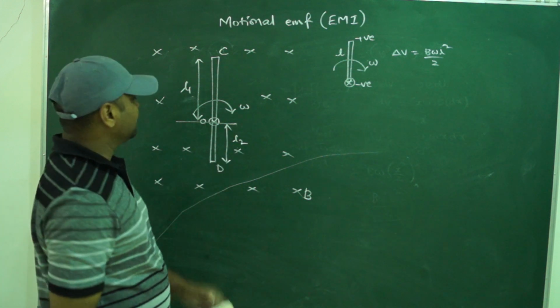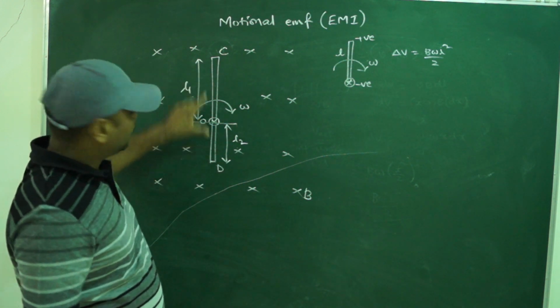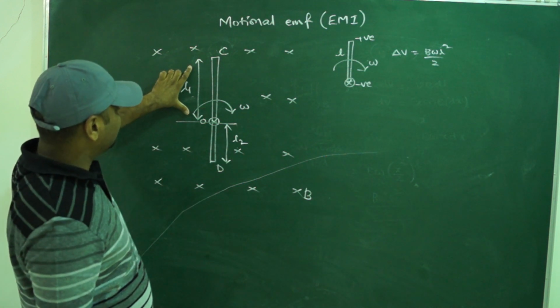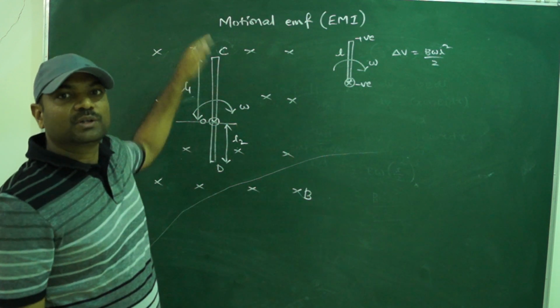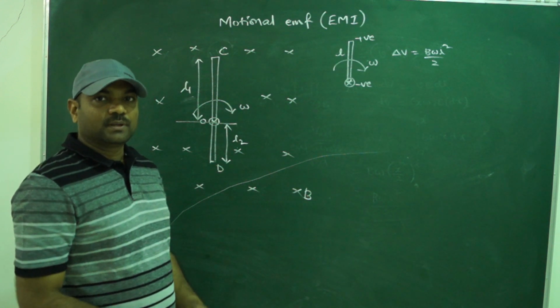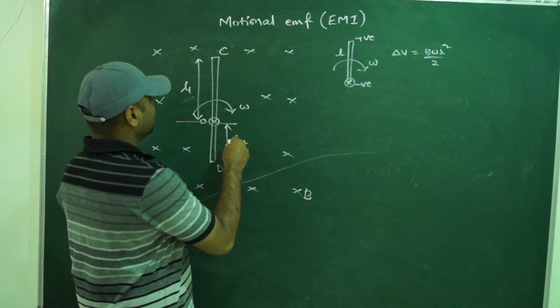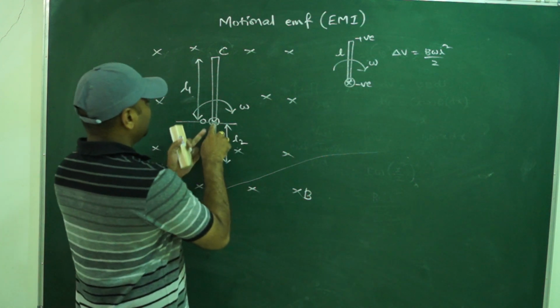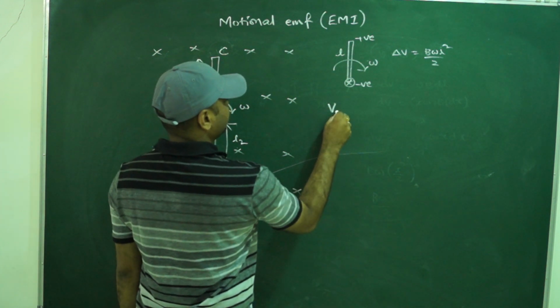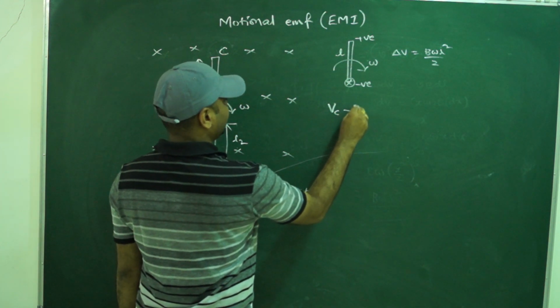You may be asked anyway. In the question they may give you that this is 2L by 3 and this is L by 3, or L by 2, L by 2. Anyway, you can give. So that's why I am taking it random. This length is L1, this length is L2. Then the total length of the rod will become L1 plus L2. Now, the potential difference across the C point and O point.